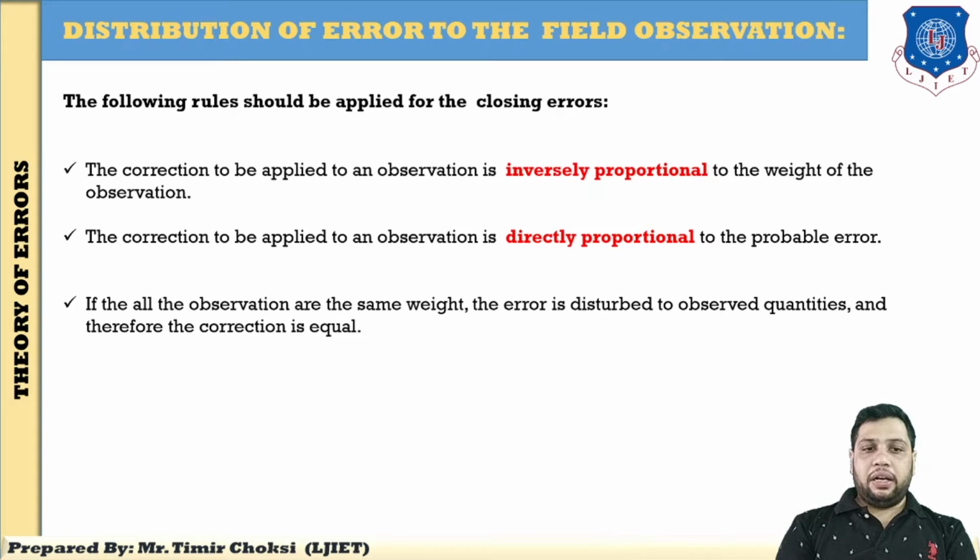But when the correction to be applied to an observation is inversely proportional, when weight is given on a quantity, you have to follow this rule. Similarly, when probable error is given, follow that rule. In this session, students, I have taken examples based on rule number 1 and rule number 2, and I have explained them in detail.